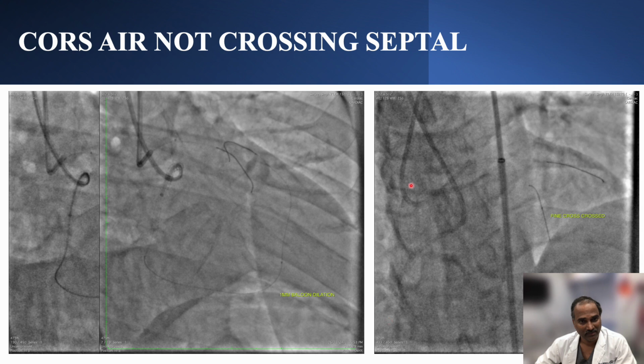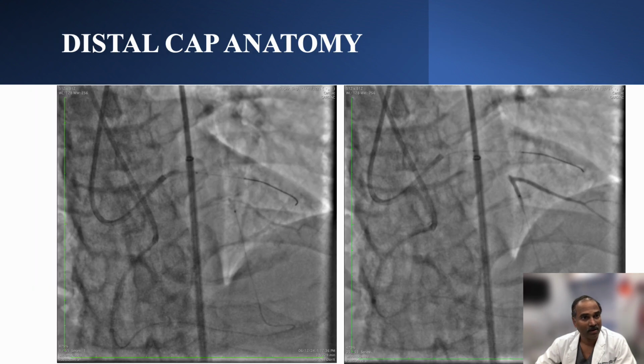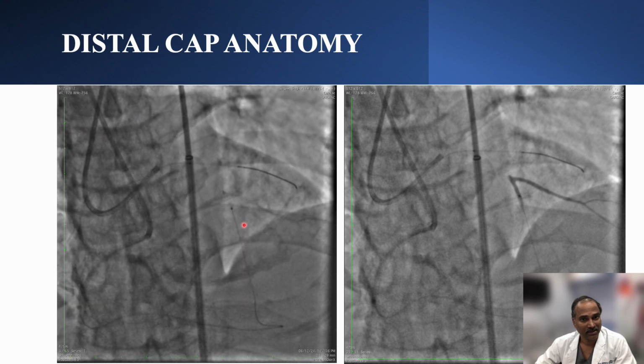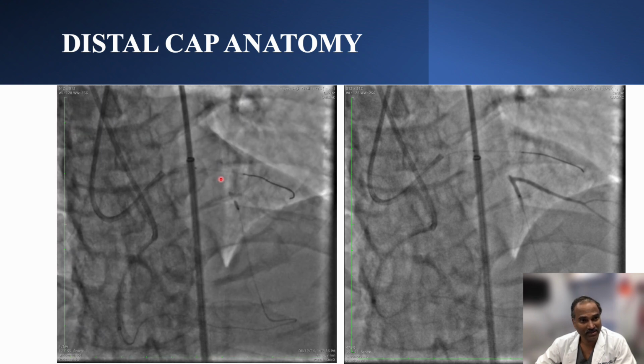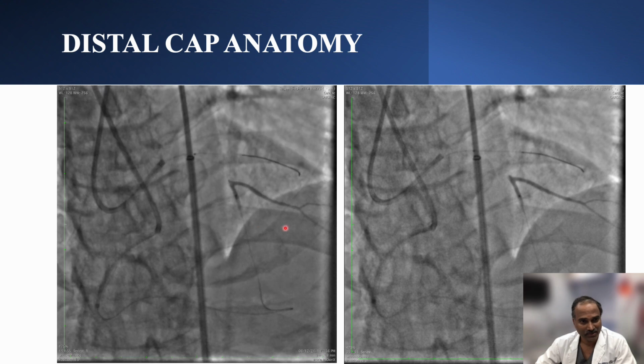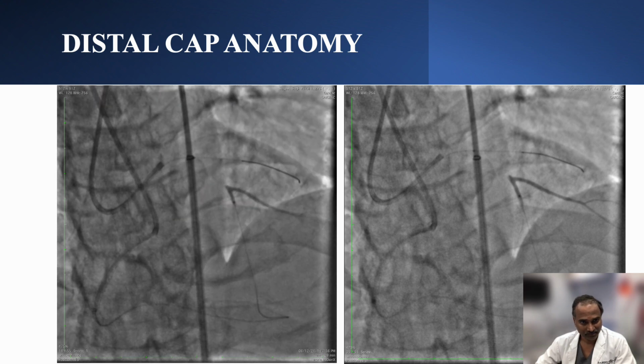So we switched to Fine Cross, since that was available in that lab. So Fine Cross could cross across this loop and went into the LAD. You can see Fine Cross is in the LAD. And yeah, I confirmed my distal cap. You can see there is a clear distal cap now, so there is no ambiguity.